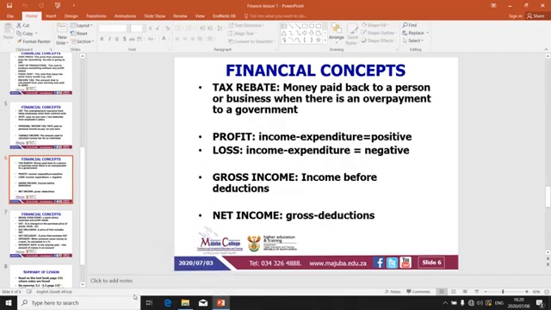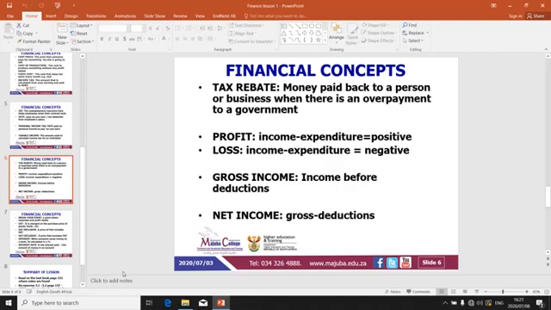And then we move to profit. What is profit? The profit, in other words, is income minus the expenditure, where you get an amount which is positive. Let me say the income is 1,000 rand and your expenditure is 800 rand. So it will be 1,000 minus 800, which is 200, not a negative. So that 200 is the profit.